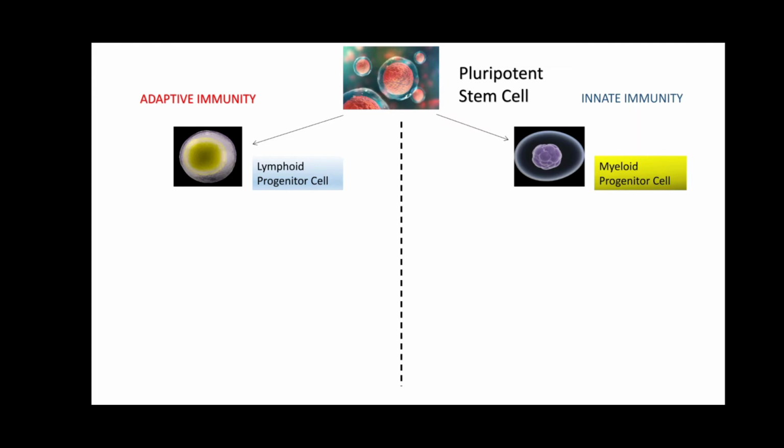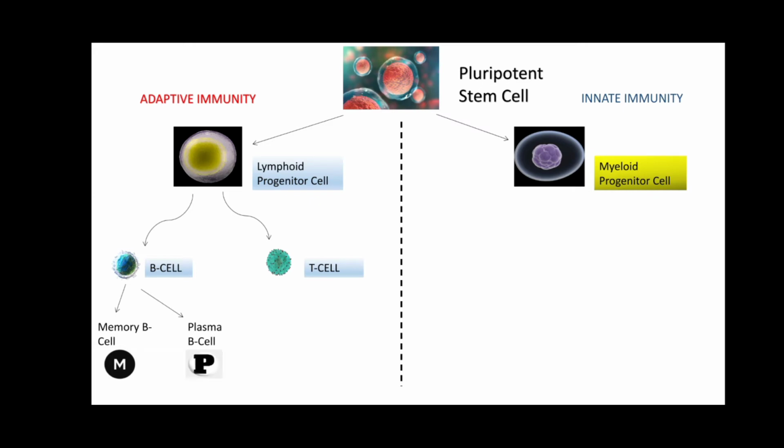The lymphoid progenitor cell can further differentiate into a B cell and a T cell. The B cell can further differentiate into a memory B cell, which has the characteristic of memory against a previously occurred infection, and into a plasma cell. The plasma cell has the characteristic of secreting antibodies, secreting immunoglobulins in the blood.